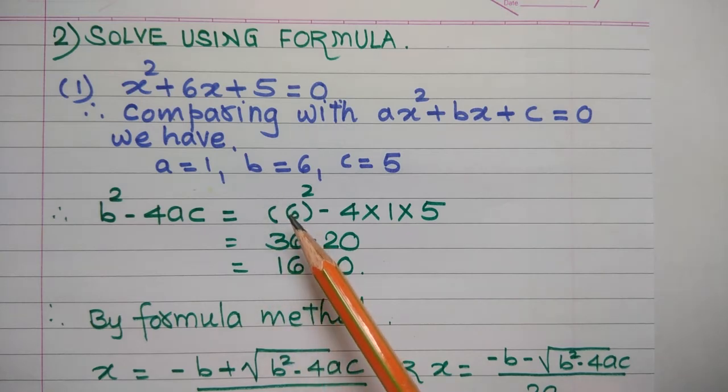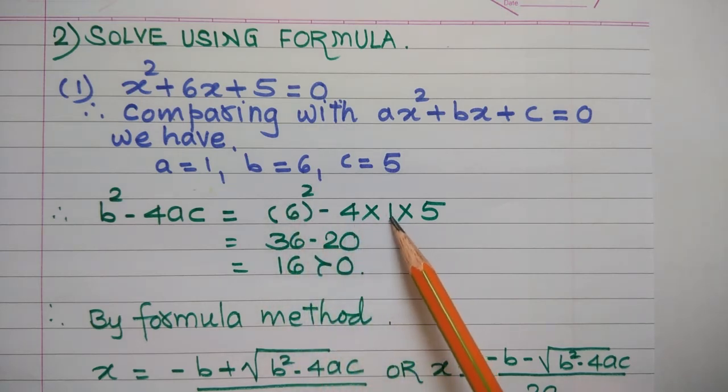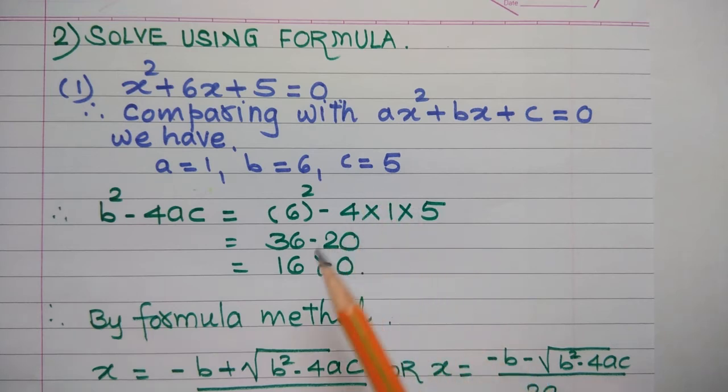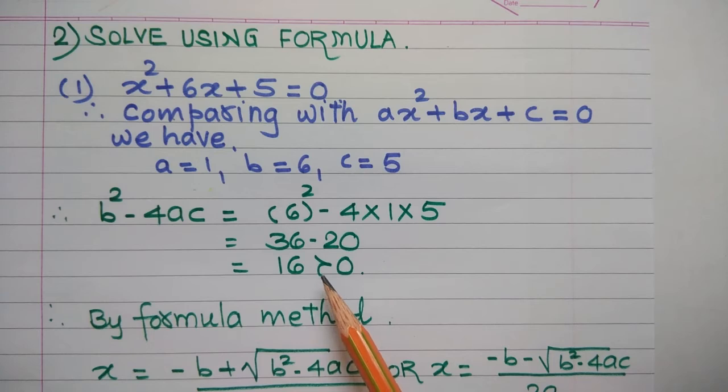Simplify. Square of 6 is 36, and 4 ones are 4, 4 fives are 20. So it will be 36 minus 20, which is 16. 16 is greater than 0. You have to write whether b square minus 4ac is greater than 0, less than 0 or equal to 0. The reason behind it we will study in the next exercise.